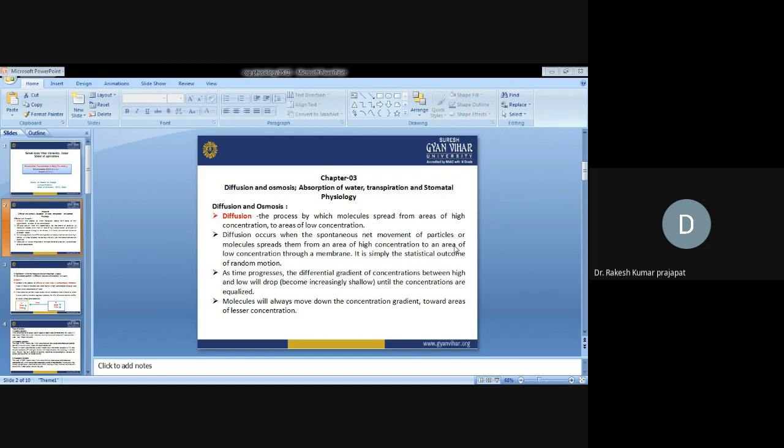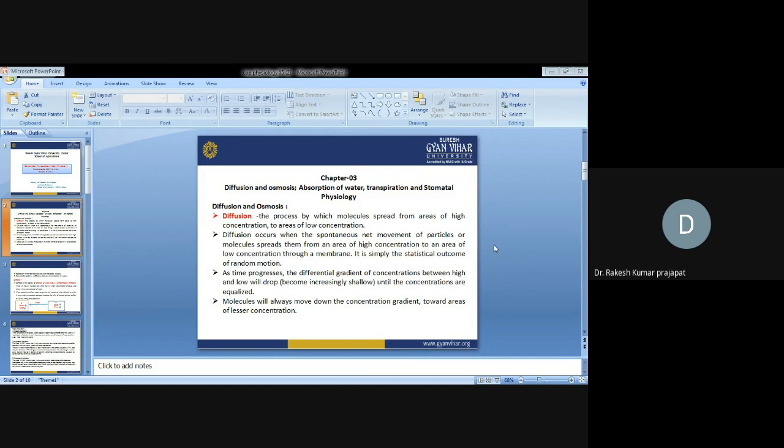As time progresses, the gradient of concentration between high and low will drop, becoming increasingly shallow until the concentrations are equalized. The molecules will always move down the concentration gradient toward areas of lesser concentration. So in simple terms, diffusion is the movement of particles or molecules from an area of high concentration to an area of low concentration. That is known as diffusion.